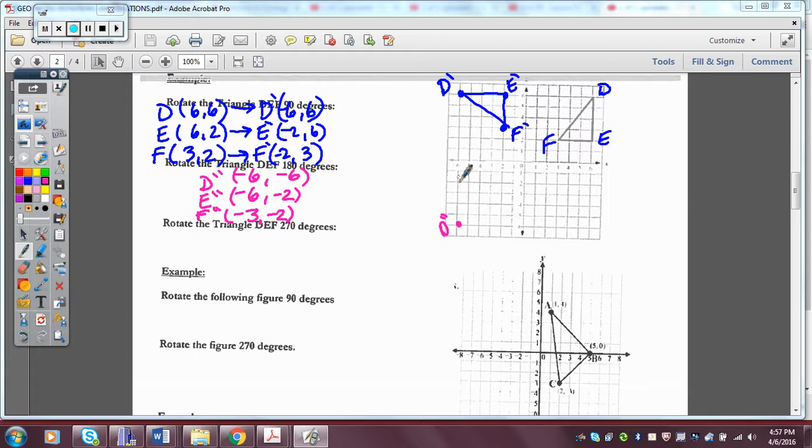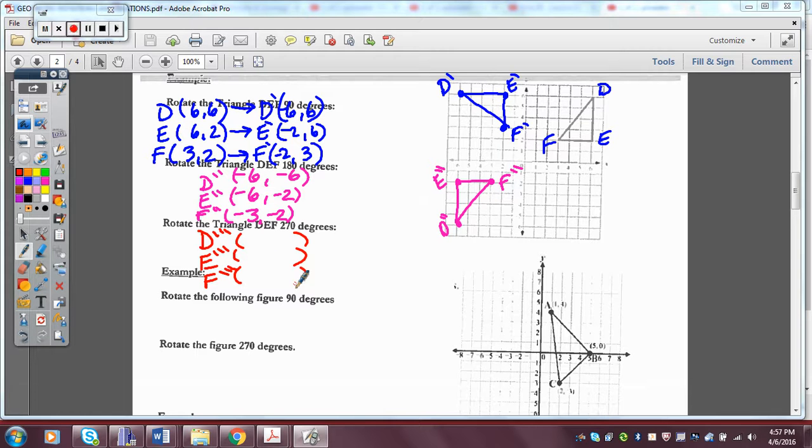Negative 6, negative 2. And F is negative 3, negative 2. So if I were to take this picture and spin it to the left 2 times so it's upside down, my triangle would be in the bottom left quadrant of this coordinate plane. So one more. Let's do D triple prime, E triple prime, and F triple prime to make it 270 degrees.